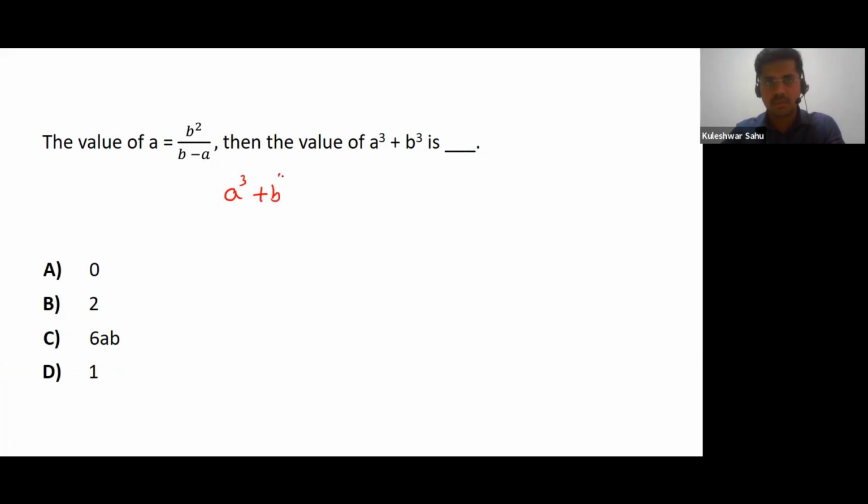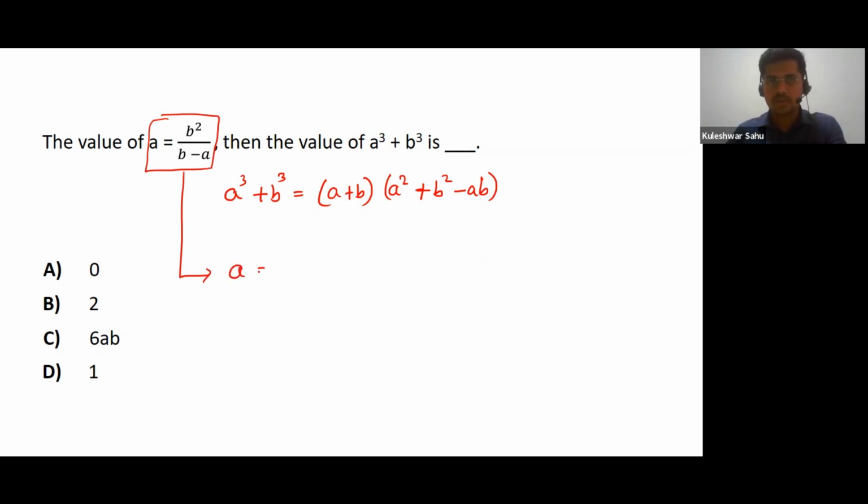plus b cube is equal to a plus b times a square plus b square minus ab. Let me just rewrite this given expression.